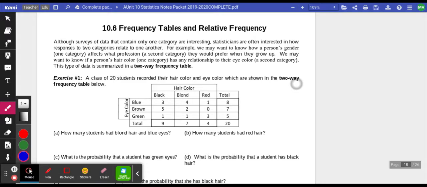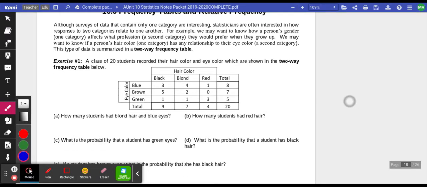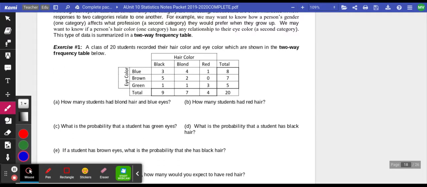A class of 20 students recorded their hair color and eye color, which are shown in the two-way table below. How many students had blonde hair and blue eyes? So, for blonde hair and blue eyes, you're reading this. We need both the blue and the blonde. So, that's 4. How many students had red hair? So there we're just going to look at the total of 4. We don't care about eye color there.